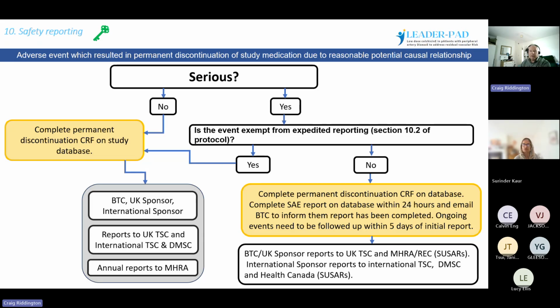If the event was serious, you are asked to consult section 10.2 of the protocol to determine whether the event is exempt from expedited reporting. If yes, then you just complete the permanent discontinuation CRF on the database. If the answer is no, an SAE report will need to be completed within 24 hours on the database, along with a permanent discontinuation form and an informative email to the BTC.